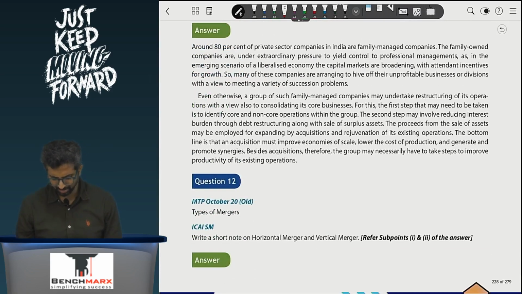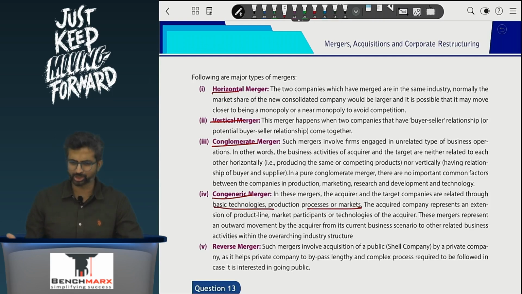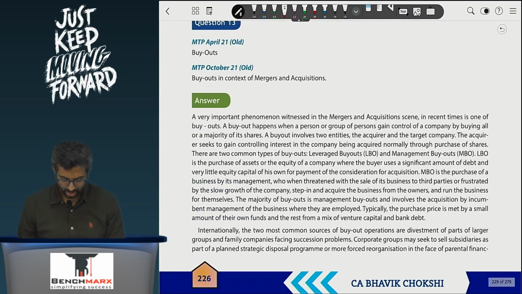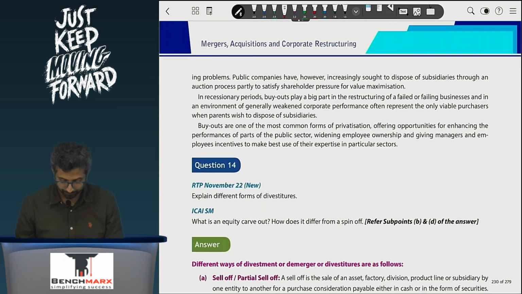So types of mergers, we have horizontal, vertical, conglomerate, co-generic. Co-generic would be related to basic technology process. Otherwise, vertical and horizontal we have discussed. And reverse merger, where a bigger company gets acquired by a smaller company, for example. Buyouts, again we have discussed this. Buyouts can be management buyouts where the management team is buying out the company, or a leveraged buyout where huge debt is taken to buy out a company.